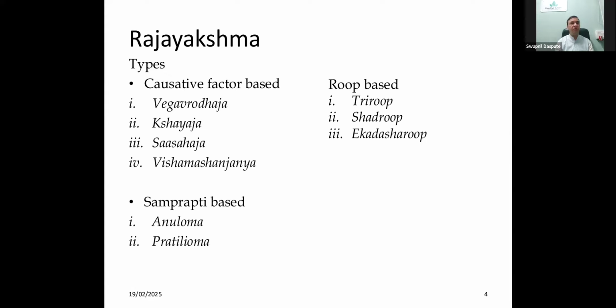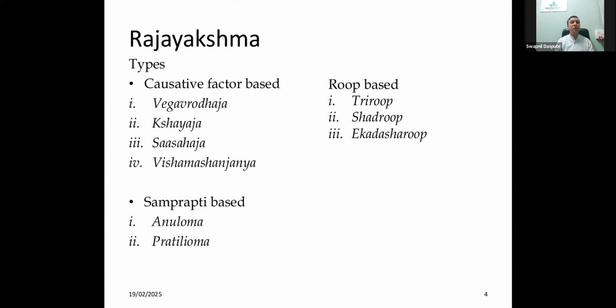Vegavarodhajanya, holding of natural urges. Kshayaja, depletion of something, which we'll see. Sahasaja, attempting something which is beyond one's physical capacity. Vishamashana janya. So Vishamashana, ashana related to food.